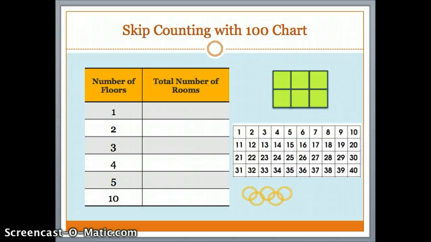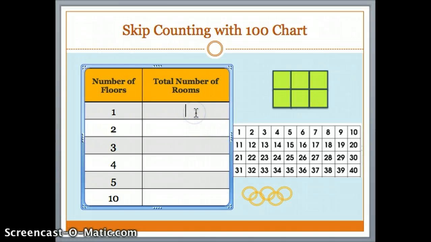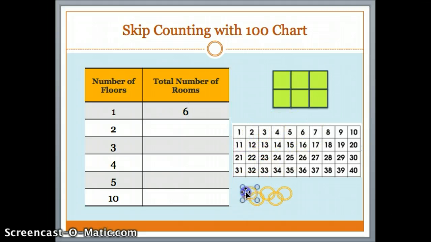Let's try our second strategy, skip counting with a 100 chart. I'm going to use the same floor plan as I used before, so I still have 6 rooms on my very first floor. But this time, I'm going to use my 100 chart. Every time I get to the 6th number, I'm going to circle it. So 1, 2, 3, 4, 5, 6.